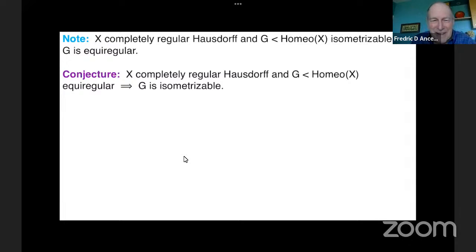I think that is the end of my slideshow. No? Oh, well, there's some example, but not interesting. On the other hand, it's equally probable that this conjecture is false, that equiregular alone in this more general setting is not enough to come up with a G-invariant gauge structure. So I don't know. Anyway, I'll stop there. Any questions?